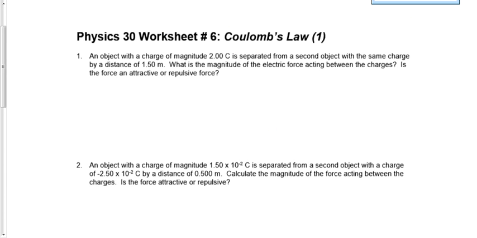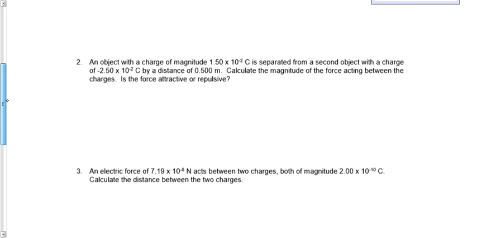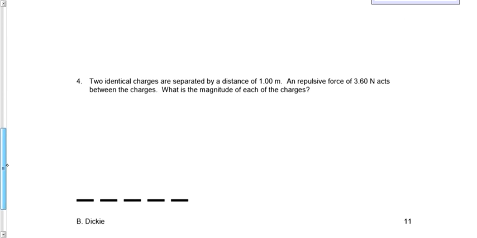Let's have a look at worksheet number 6 now. 3 questions on that sheet. Number 4, 5, and 7. Number 4 says, 2 identical charges are separated by a distance of 1 meter. A repulsive force acts between the charges. What's the magnitude of each of the charges?